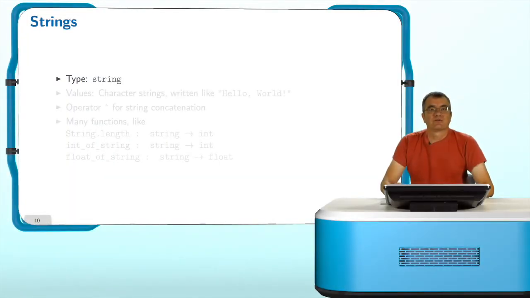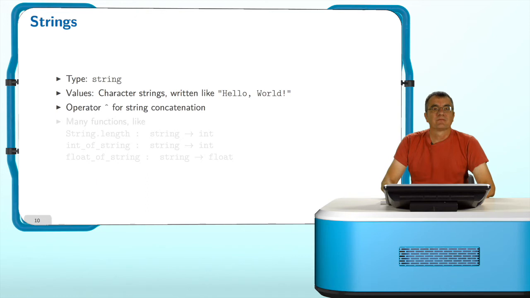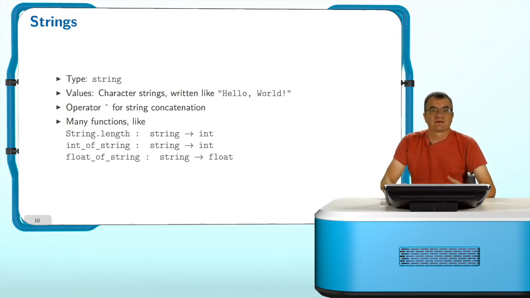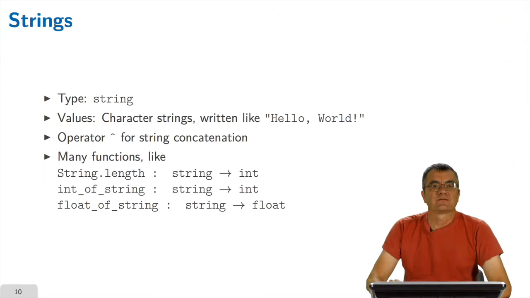Finally, we have the type of strings. As in almost all programming languages, string constants are written between double quotes. You have the operator caret used as an infix operator to denote string concatenation, and you have lots of usual functions like calculating the length of a string with String.length. You can convert a string to an integer provided that the string really means an integer, and in the same way you can convert a string to a float provided that you have written a string which really means a float.